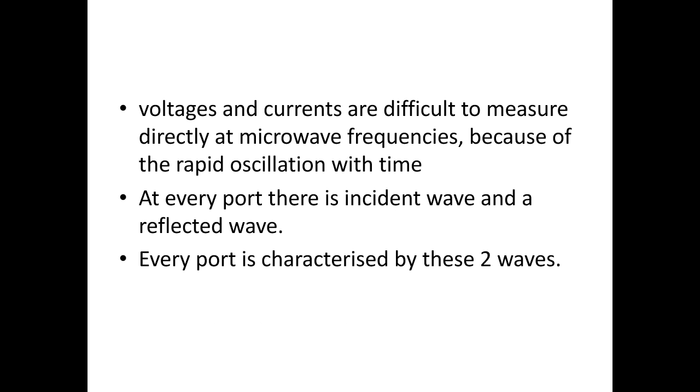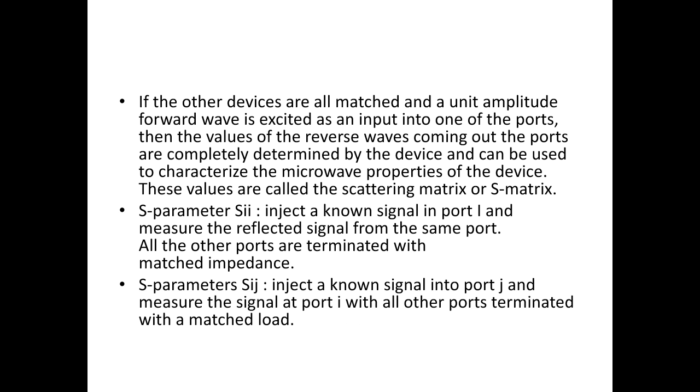So the way the microwave network is treated is that at any port, there are definitely two waves. One is the incident wave and one is the reflected wave. The incident wave can be thought of as the wave which is incoming, going inside the port, and the reflected wave is a wave which is going out of the port. So an incident wave at any port can lead to a reflection at that port itself, and a reflected wave at all the other ports.